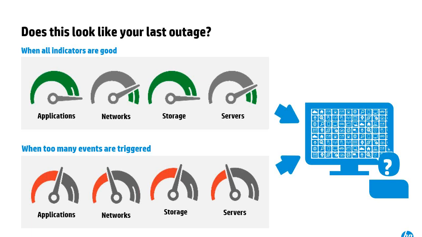Or you may have found yourself on the other end of the spectrum, where every single monitoring tool for every IT domain that you manage and monitor actually shows some sort of state of red, and you pretty much find yourself in the sea of red. And in that situation, it's very difficult to determine what is the cause and what is the symptom. So either when all the indicators are good or all the indicators are bad, the question is, well, where do I start? How do I troubleshoot this?